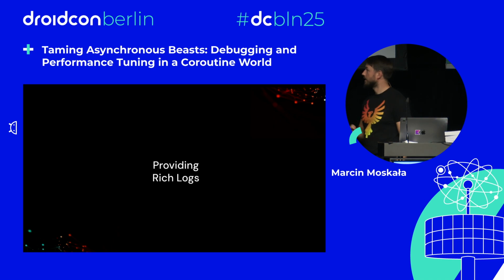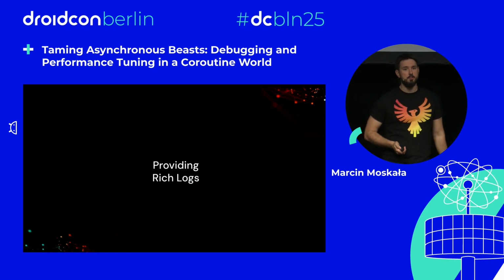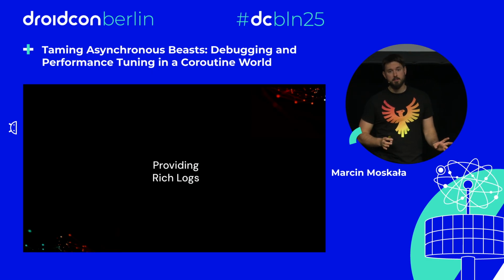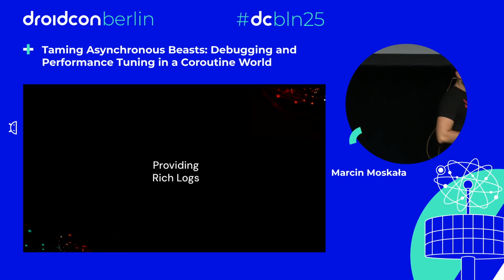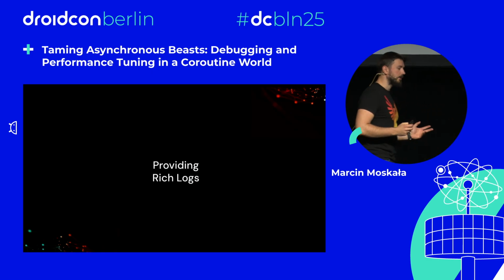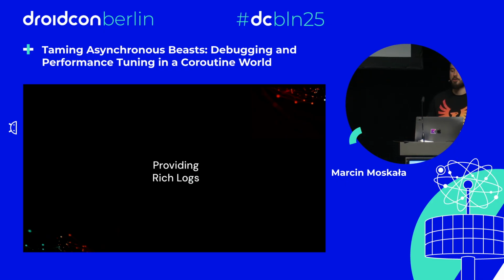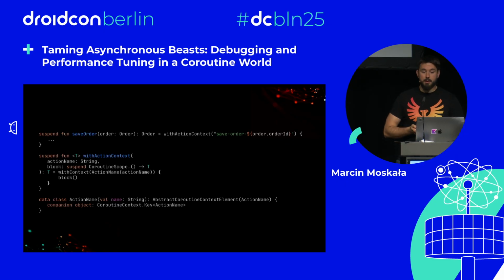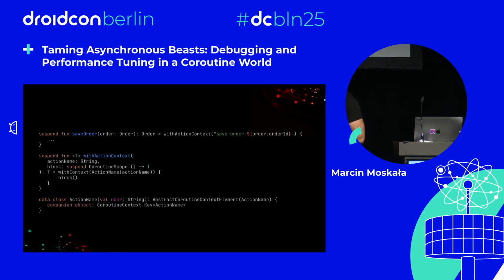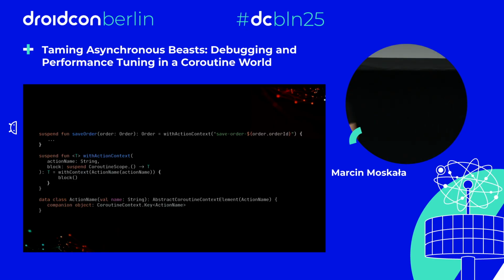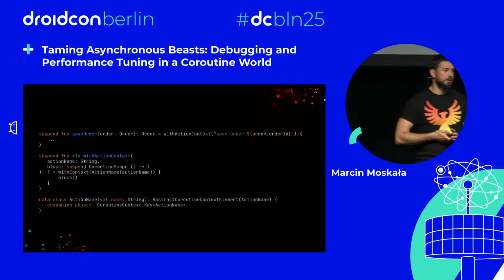Here I want to make you familiar with a technique that I use in bigger applications. I call it rich logs, and those are logs enriched with some extra data. It's a very common practice on backend, less common on Android, but useful in bigger applications. And I will present a coroutine-specific implementation. Here we wrap the action using withContext and add this context to the function.